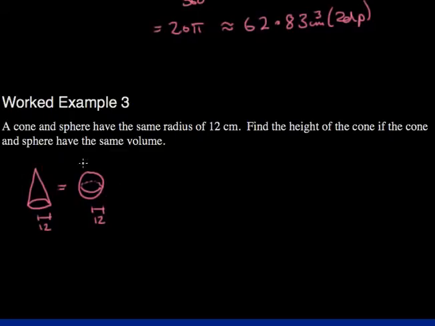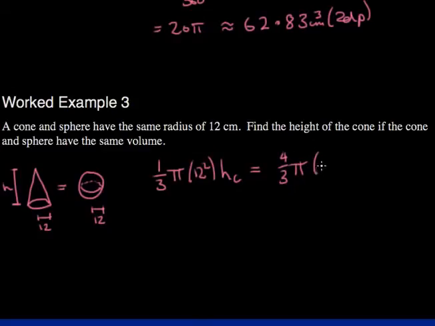So I have a formula with shapes. I should write that algebraically. And the volume of the cone is a third of the base area times the height. Now I don't know what the height is, so I'll leave that as h. But I'll write that as hc for the cone, not the sphere. And that will equal the volume of the sphere, which is 4/3 pi r cubed.